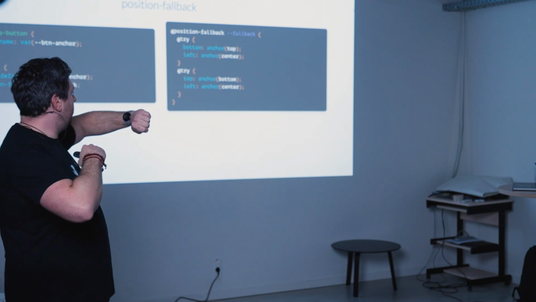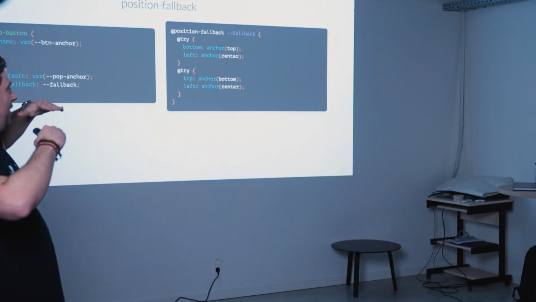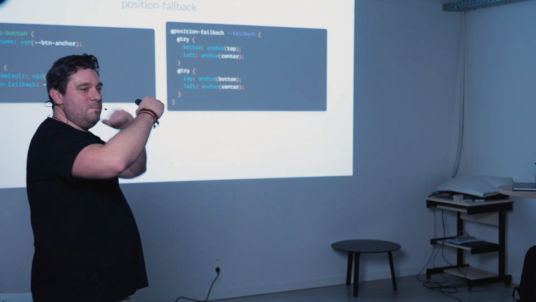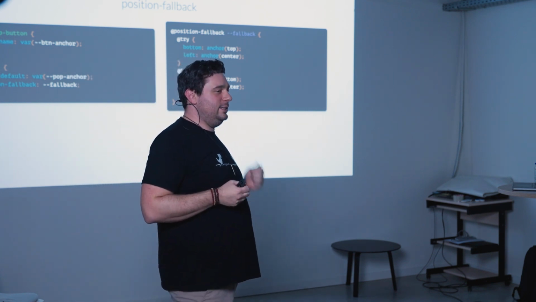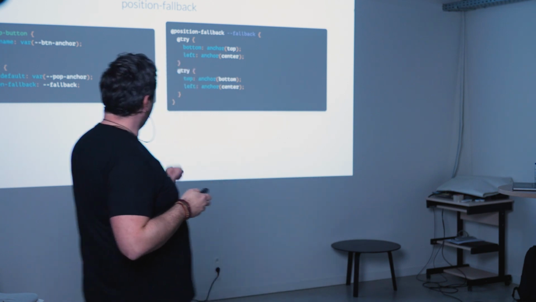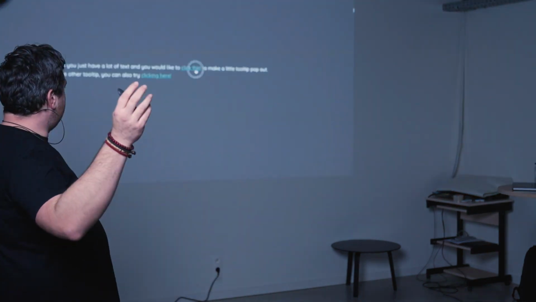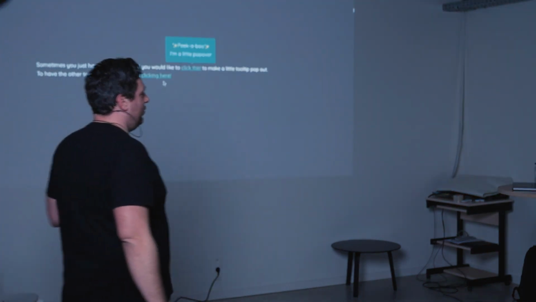If that doesn't work, try to place the top of my popover to my anchor's bottom. It's kind of like a try and catch, except in CSS, it's try, try, try, try, try. And then all the stars will align. If you create something like this, all your problems will be solved.